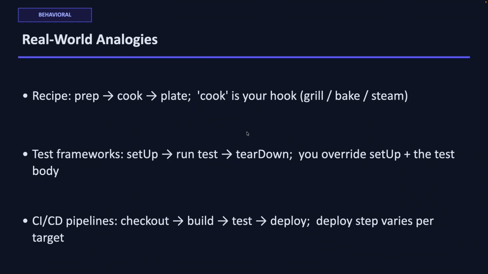And the third one is thinking about CI/CD pipelines. Every development goes through checkout, build, test, deploy. Checkout, build, and test might be identical across all the projects, but deploy might vary. You might have Kubernetes, you might have Docker, you might have serverless, you might have something called bare metal. The pipeline definition is the template, and the deploy is the hook.